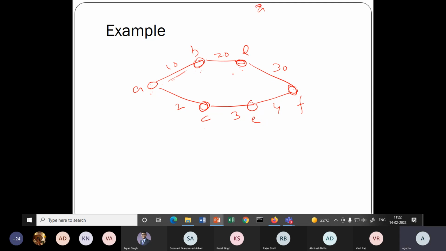So first step, after the first 30 seconds, what will happen? Everybody will get their neighbors' information. I will just show, I will not draw the routing table of F. Okay, the same thing will happen. Let me draw it for D.